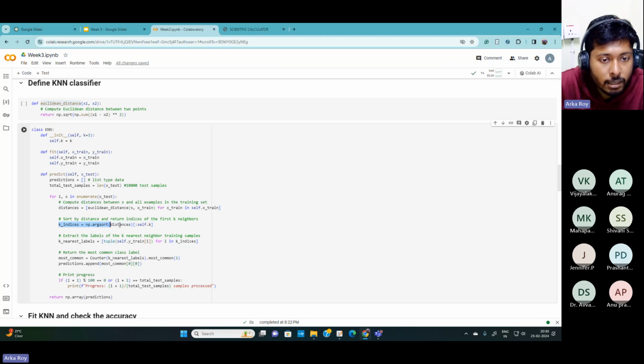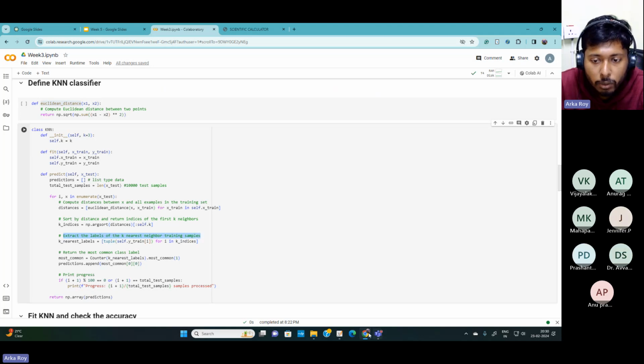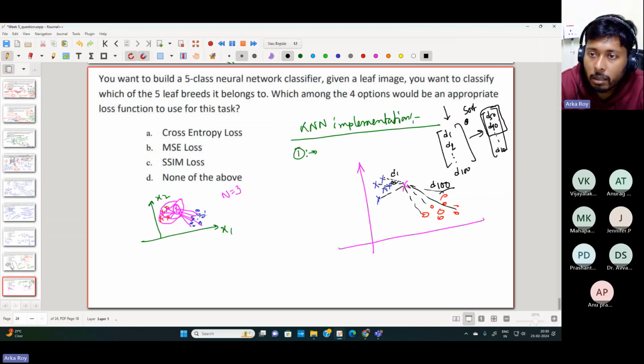So K indices basically gives you the indices for which the values have to be sorted. Then extract the label of K nearest neighbor from the training sample. So now you have got the sorted distance values. Now D50, let's say this gives you D50. So this D50 you will get a label from the label set that, okay, this belongs to blue class.